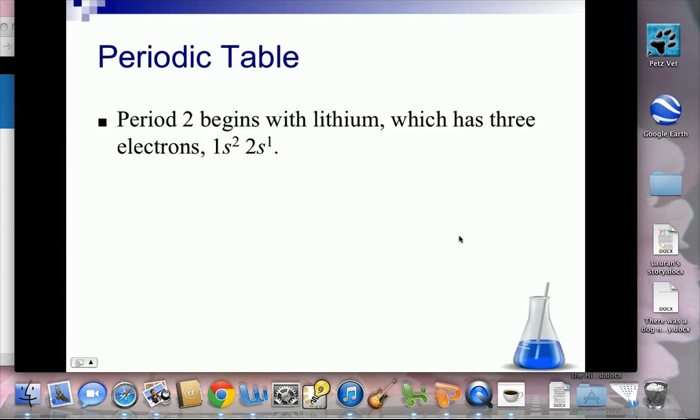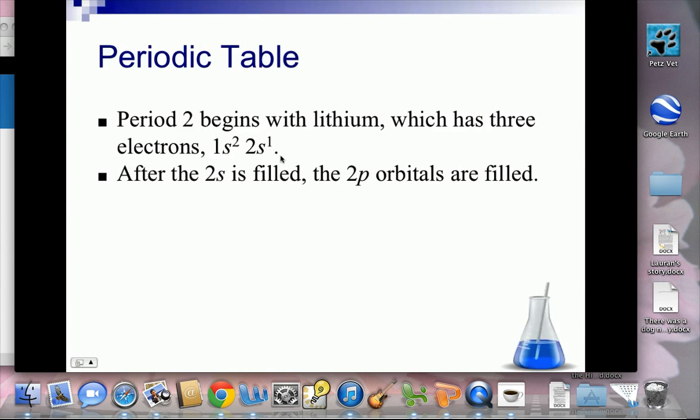The periodic table, for example, the period 2 begins with lithium. I would recommend that you have a periodic table out with you at this point, and you need to reference it throughout the rest of this PowerPoint. So period 2 begins with lithium, which has 3 electrons. The first 2 electrons will be placed in the first energy level, the s orbital, and we will place 2 electrons. With the 1 remaining electron, we will place it in the second energy level, also in the s orbital, and 1 electron will be in there.